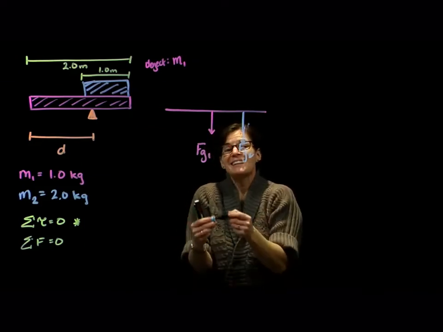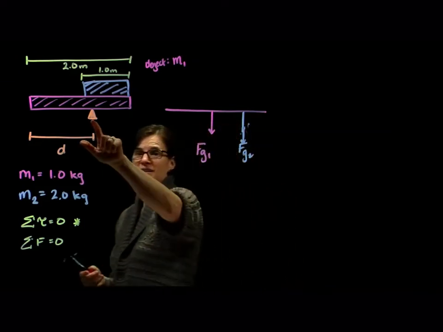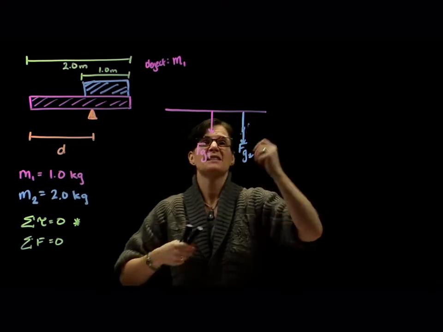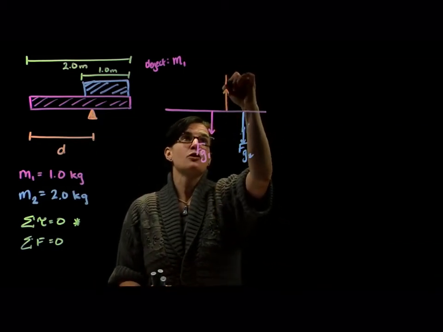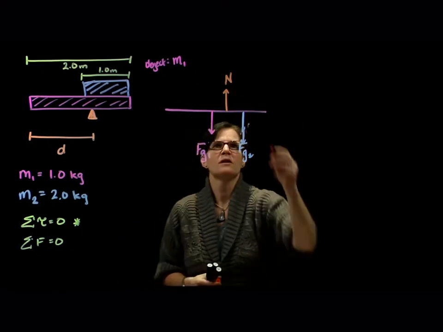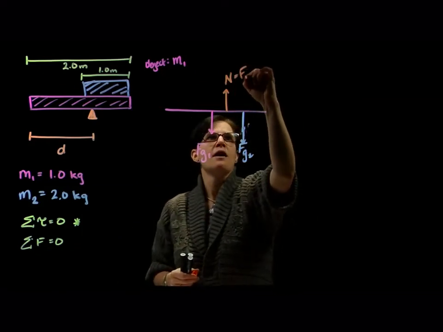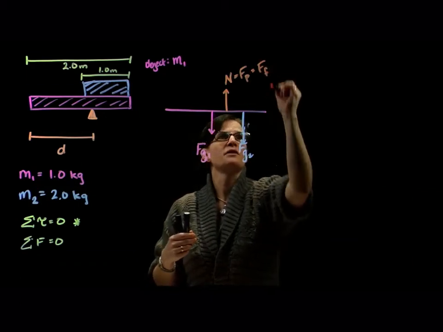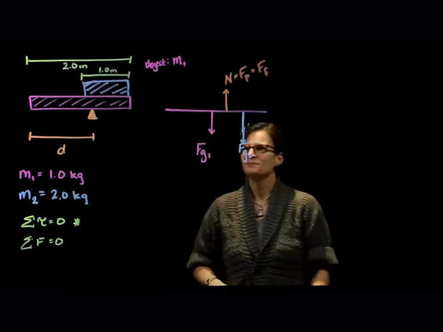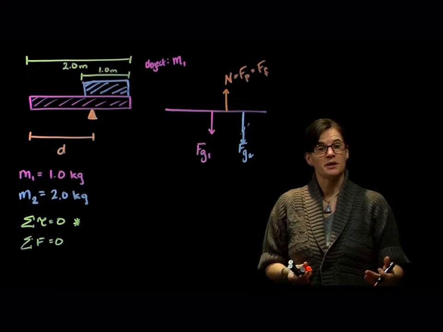All right, what else is interacting with the object? Well, this fulcrum is interacting with the object. It's causing an upward force. This is a normal force, so we can call it the normal force. We can call it the force of the pivot or the fulcrum, whatever you want to call that force. All right, that's the third force acting on the object.